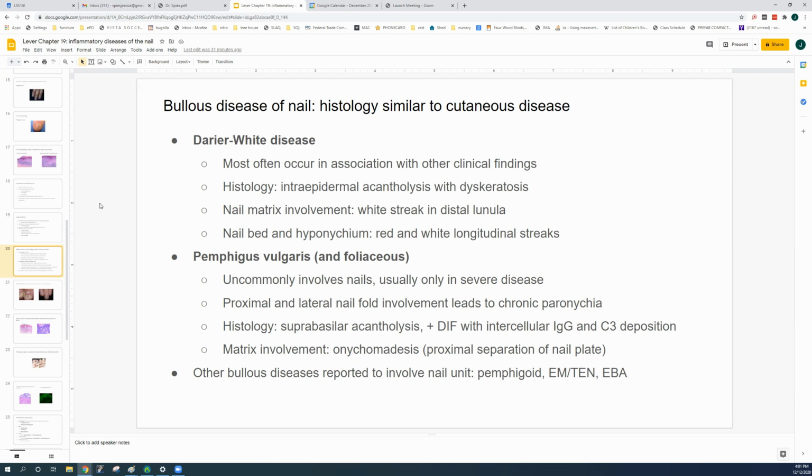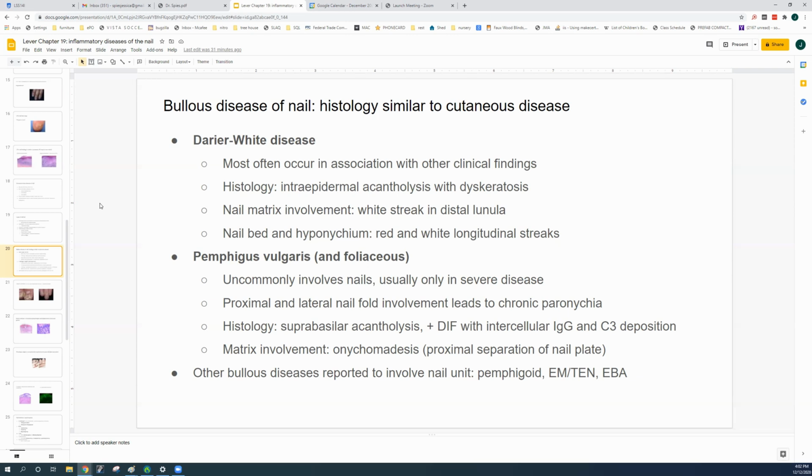Pemphigus vulgaris and foliaceus can also affect the nail unit, but it is very uncommon. It's usually only in severe disease that the nail unit is affected. Proximal and lateral nail fold involvement leads to chronic paronychia. The histology, similar to that seen in the skin, is suprabasilar acantholysis, and if you do a direct immunofluorescence study, you get the deposition of intercellular IgG and C3.